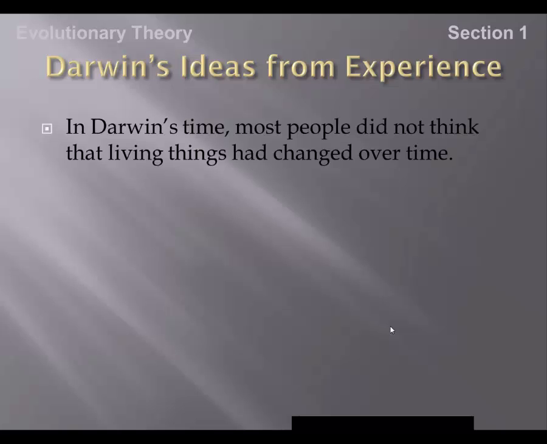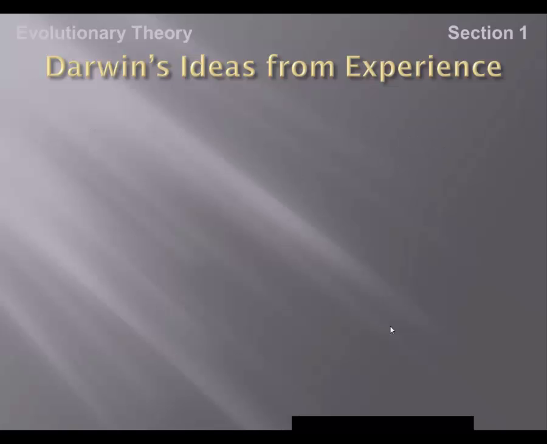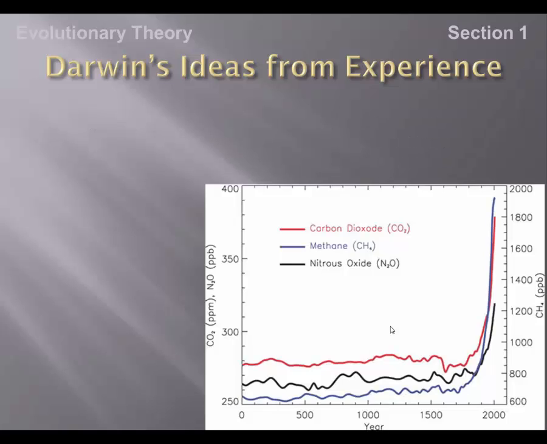Darwin's ideas from experience. During Darwin's time, most people did not think that living things changed over time. So they would not have seen a graph like this that showed a natural occurrence in the atmosphere change over a number of years. Right here we've got a number of years, and there's a gradual increase to all of these levels of gases over that period of time.